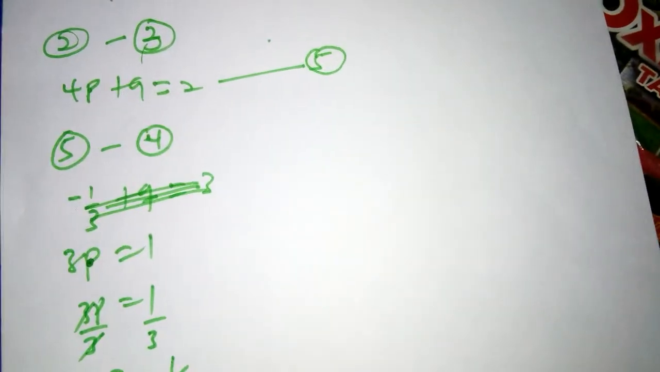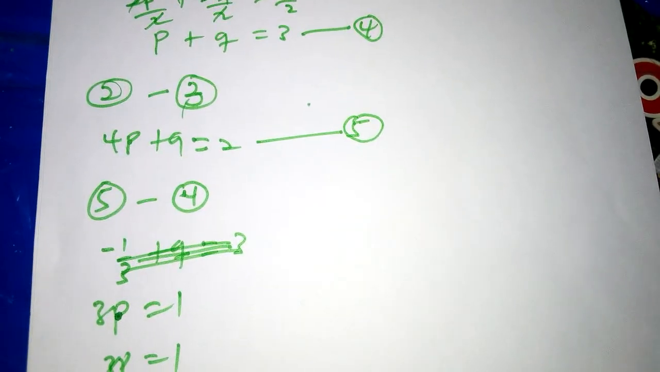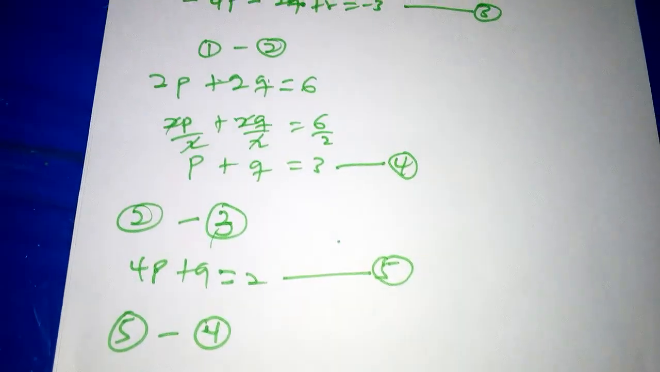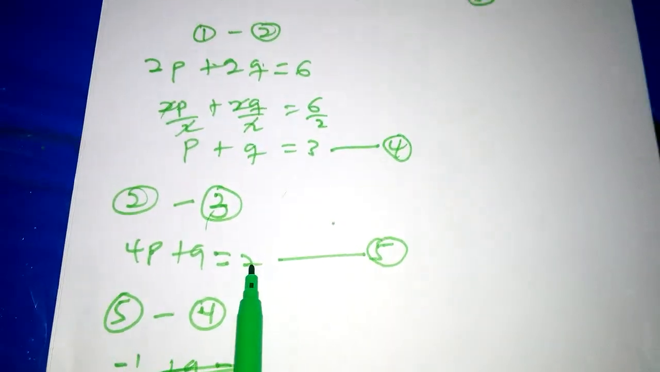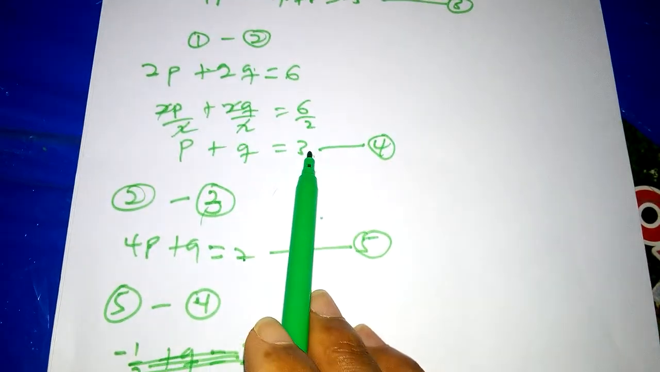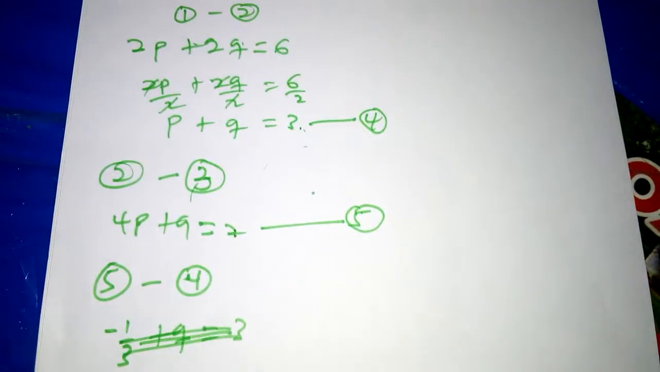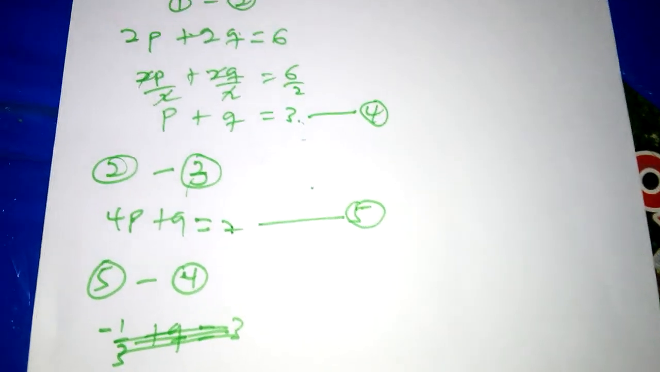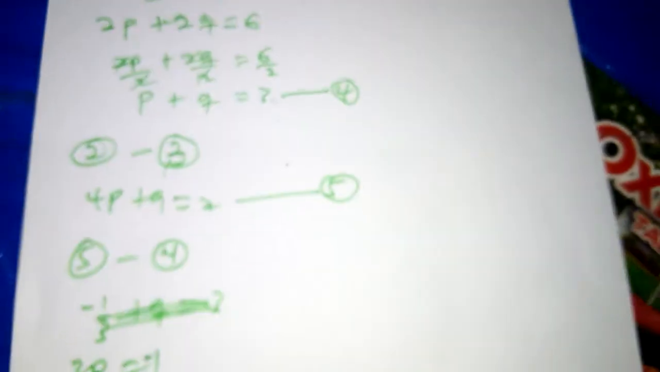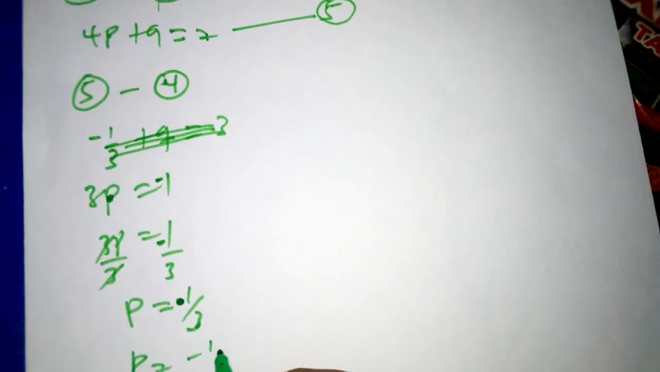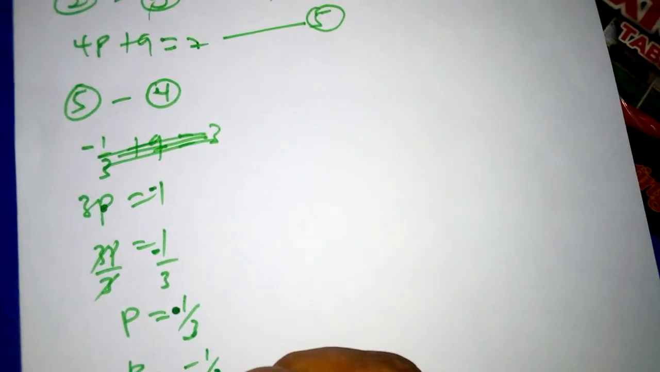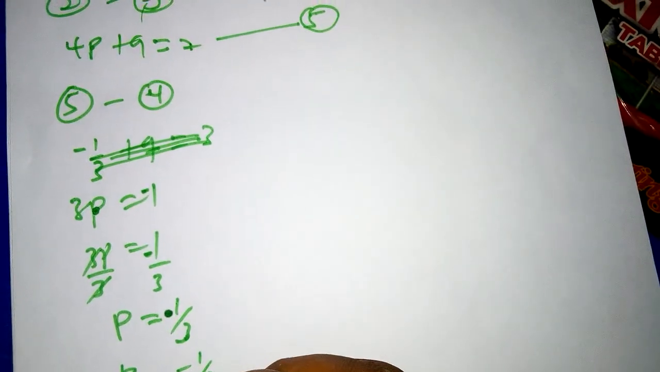Let me check something here. I say equation 5 minus equation 4. So 2 minus 3 should give me negative 1. Sorry, so here should be negative 1 over 3. Yeah, negative 1 over 3. So this is the value for P. P equals negative 1 over 3. Sorry, my marker. Negative 1 over 3.